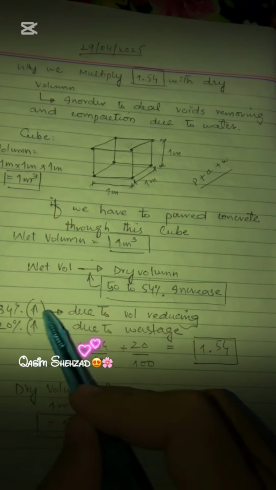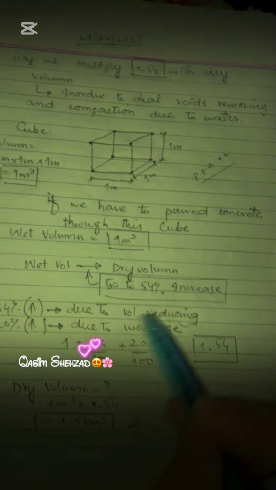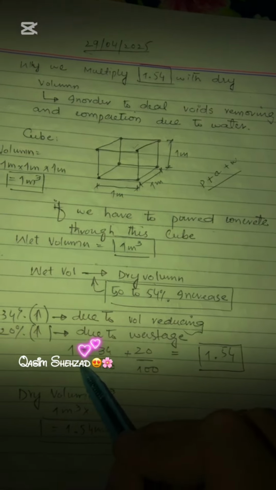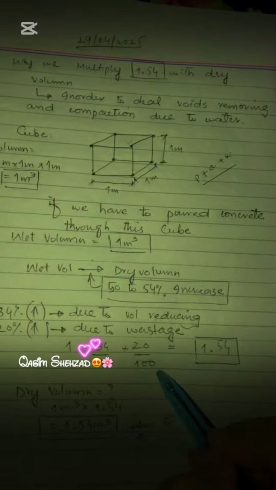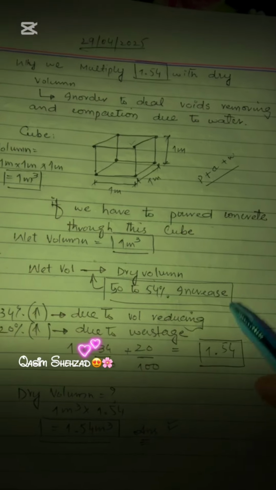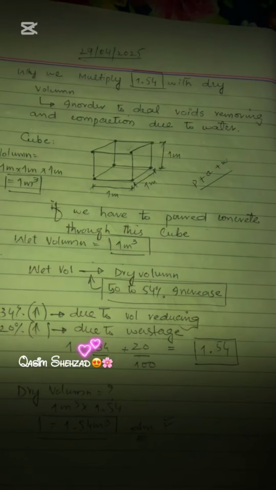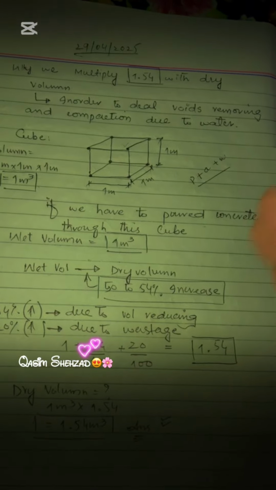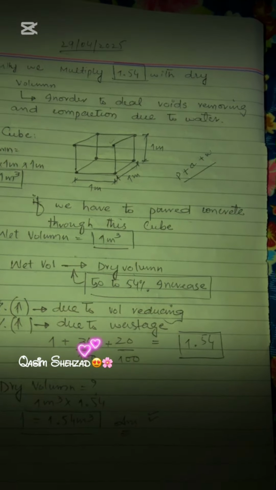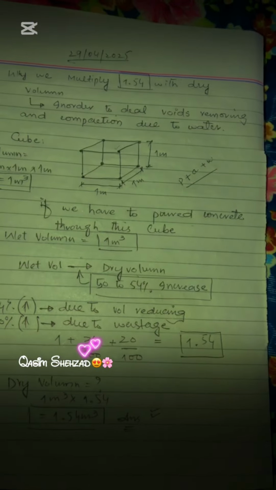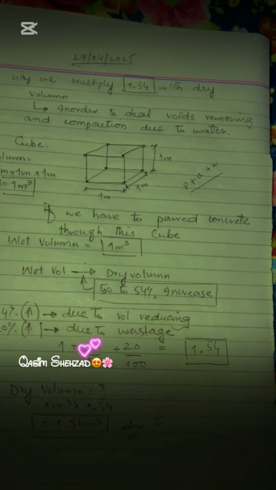So 34% is increased due to the volume reduction and 20% is increased due to wastage. So 1 plus 34% plus 20% makes 1.54. If we should make concrete for a specific volume, we should multiply the dry volume with 1.54 to get its wet volume, and this wet volume is then used for pouring concrete.